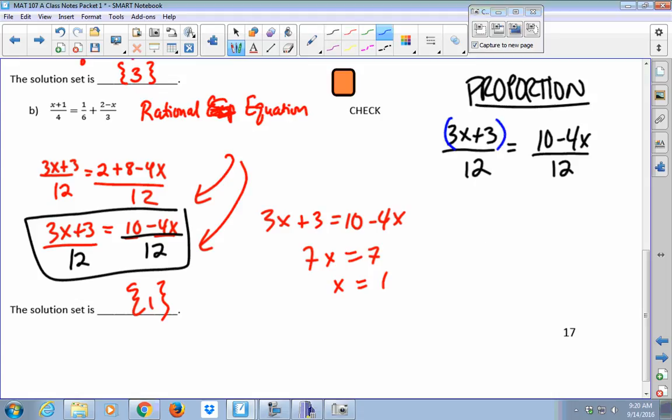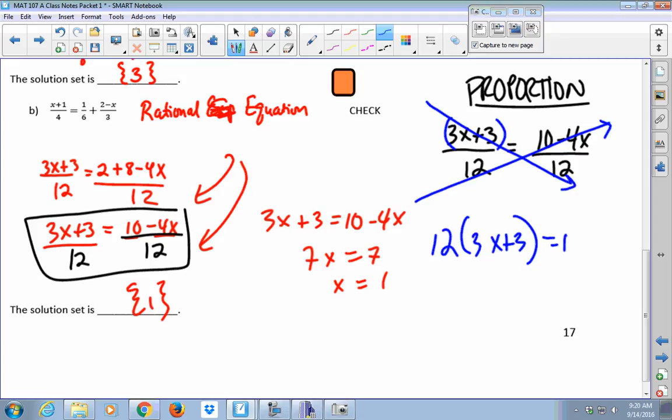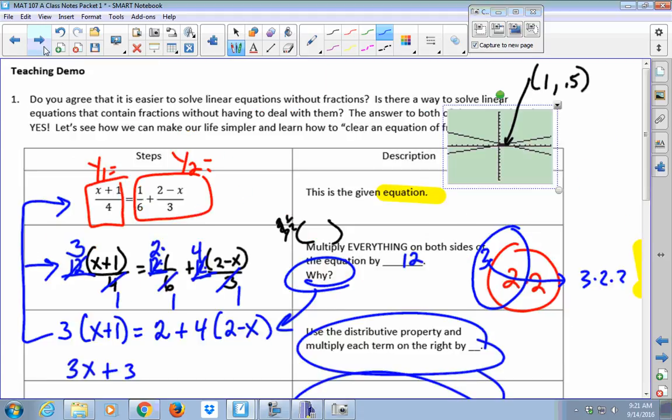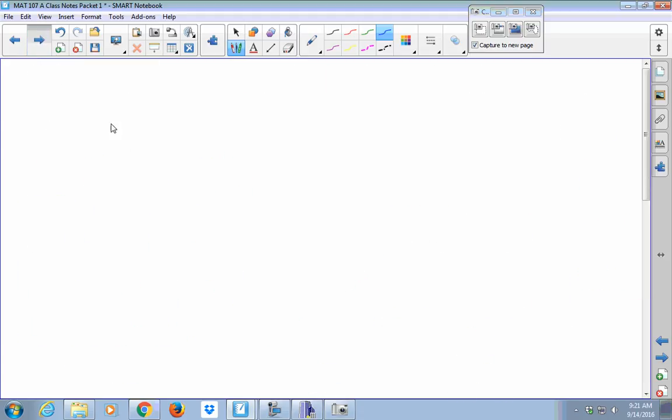You multiply 3x plus 3 times 12, and you set that equal to 12 times 10 minus 4x. And then you solve it, you'll get the same answer. Not necessary, but I just want you to see that it works that way as well. All right, let's go on to the algebra type ones.